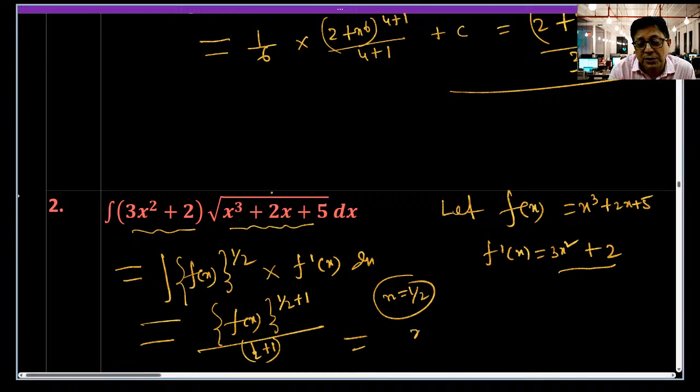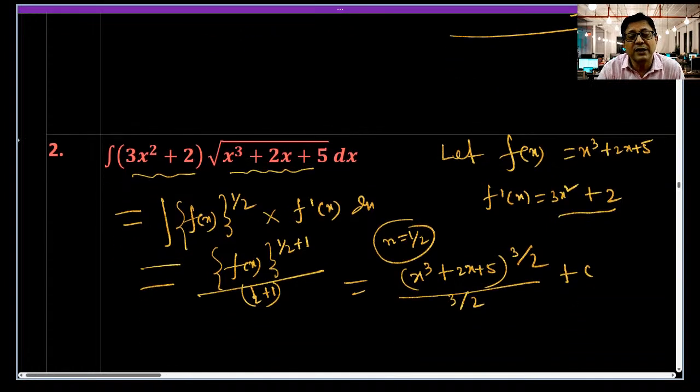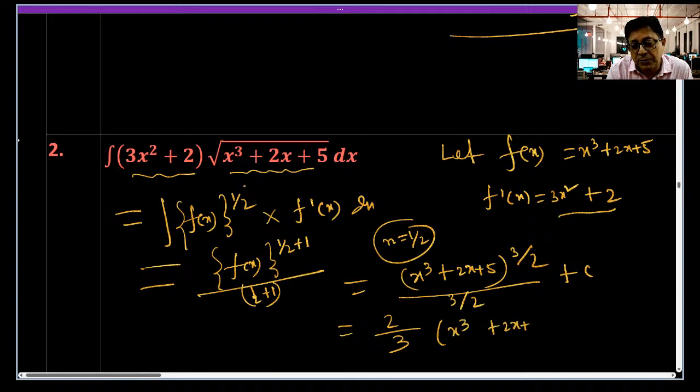Clear? So f(x) is what? Now put x cube plus 2x plus 5 to the power 3 by 2. This to the power 3 by 2 plus c. So the final answer you write: 2 by 3 into (x cube plus 2x plus 5) to the power 3 by 2 plus c. Clear? Done?